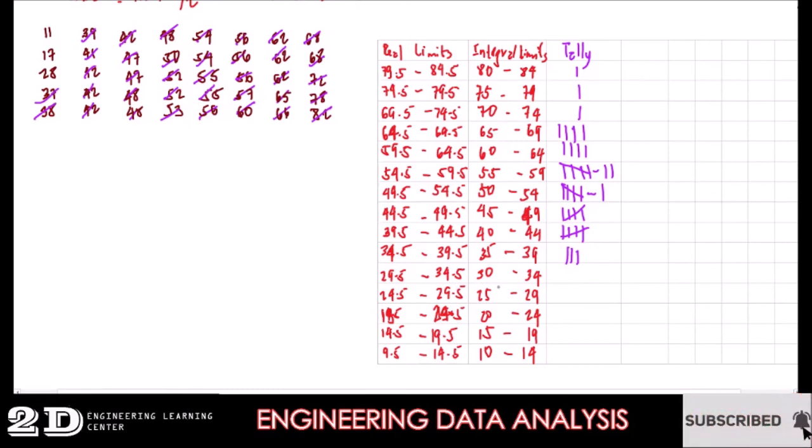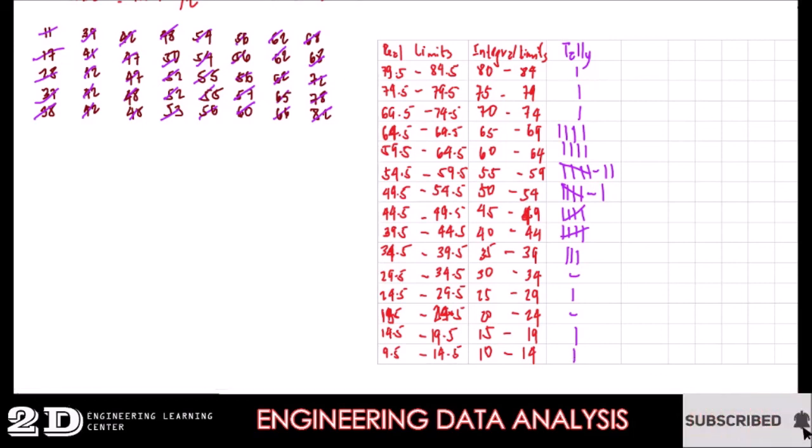Then we have between 30 to 34, so none, so there's nothing for between that. So 25 to 29, so we have 1, that is 28. Then 20 to 24, so none, so just put a dash on here to represent that is no entry. So 15 to 19, so we have 1, that is 17. Then 10 to 14, we have 1 for 11.